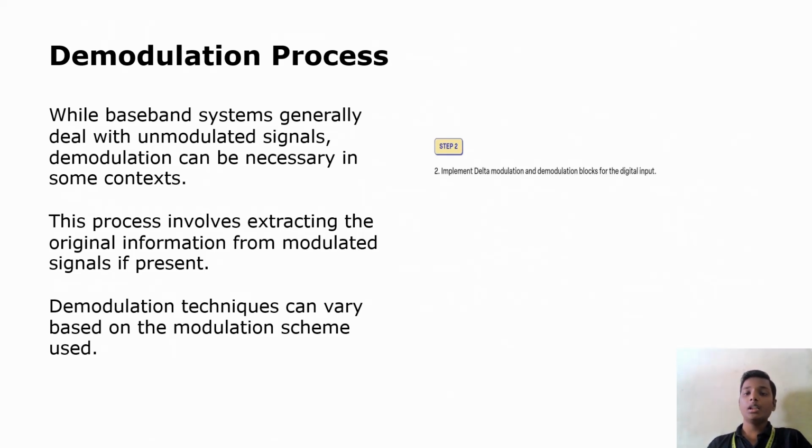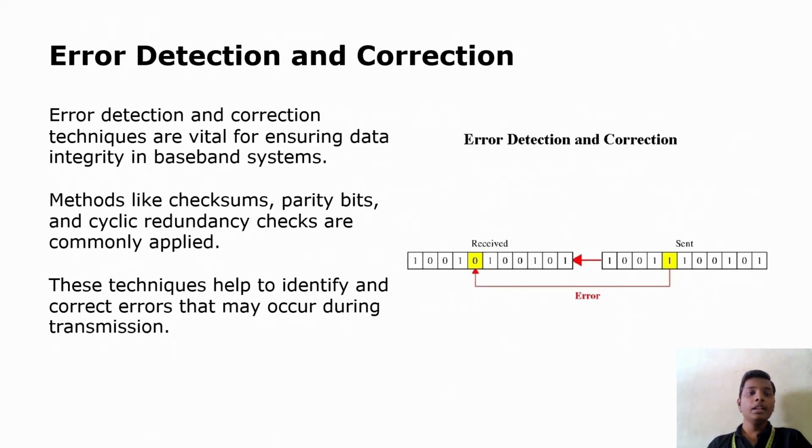Implement delta modulation and demodulation blocks for the digital input. Error detection and correction. Error detection and correction techniques play a vital role in ensuring data integrity in baseband systems. Methods like checksums, parity bits, and cyclic redundancy checks are commonly applied. These techniques help to identify and correct errors that may occur during transmission.